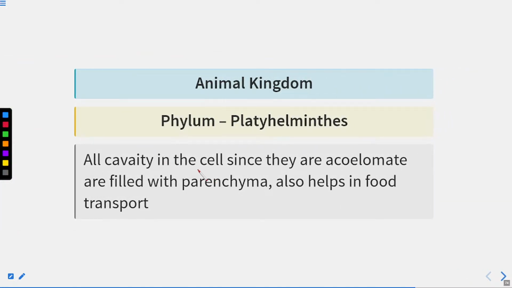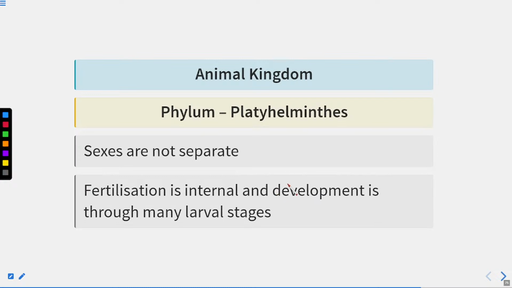Since they are acoelomate, the cavity is filled with parenchyma, which also helps in food transport. Sexes are not separate. They have both male and female sex organs in the same individual, so they are also hermaphrodite. Fertilization is internal and development is through many larval stages.